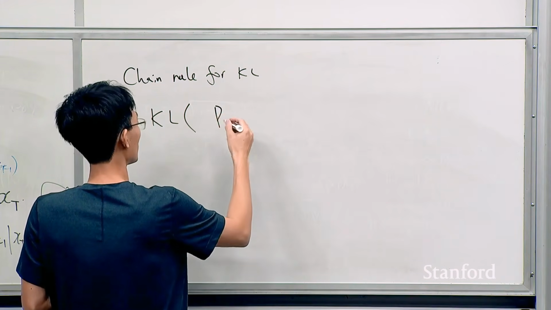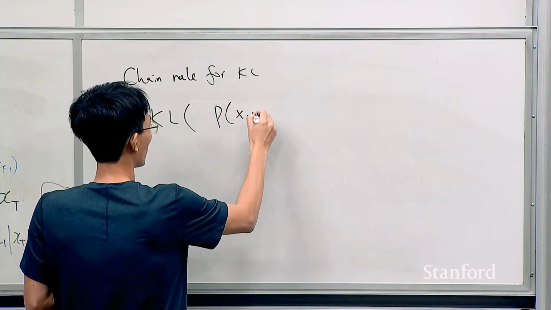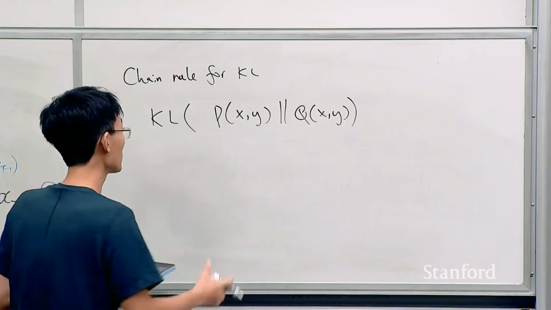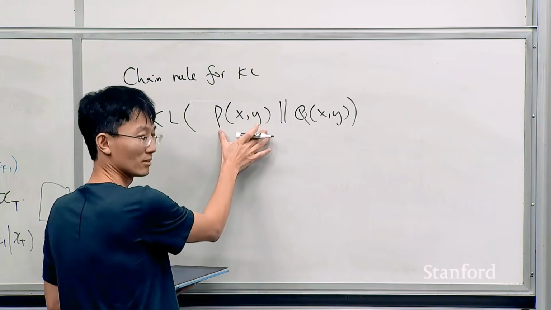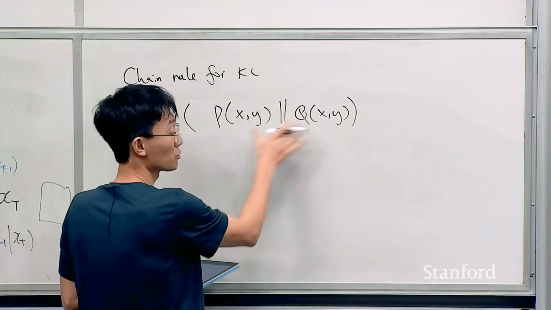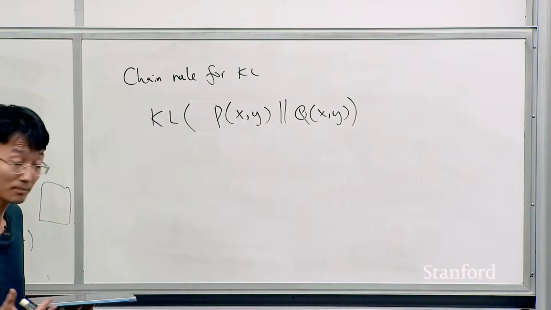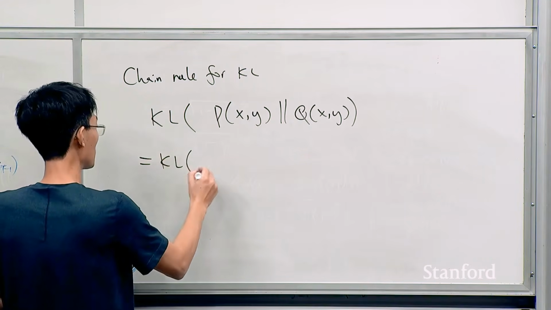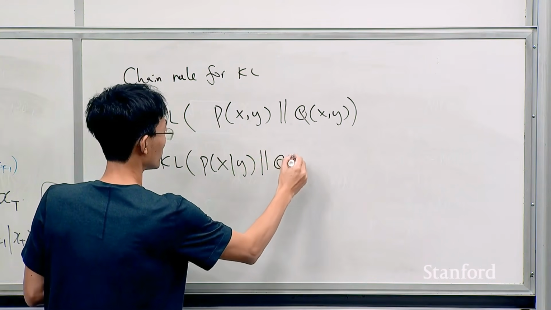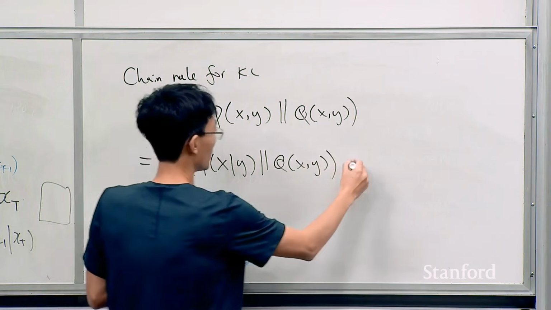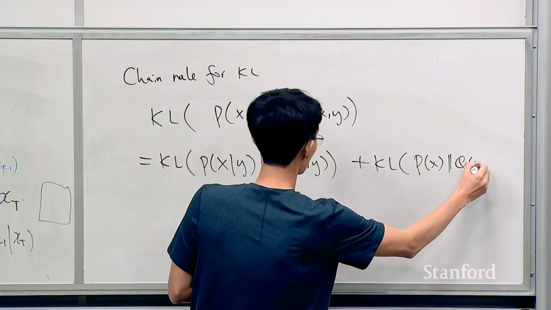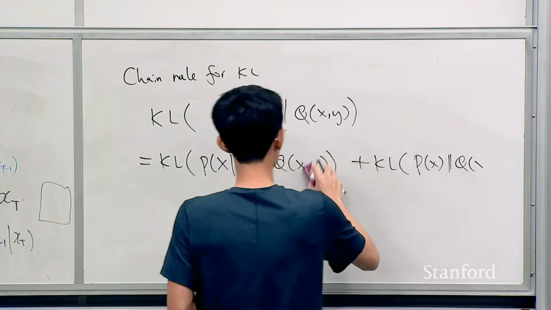If you have P of XY, I'm writing an abstract statement, right? You have this multivariate random variable, X and Y, and two distributions, and you look at the KL between them. This equals the KL between P of X given Y and Q of X given Y, plus the KL between P of Y and Q of Y. Oh, sorry, Y.